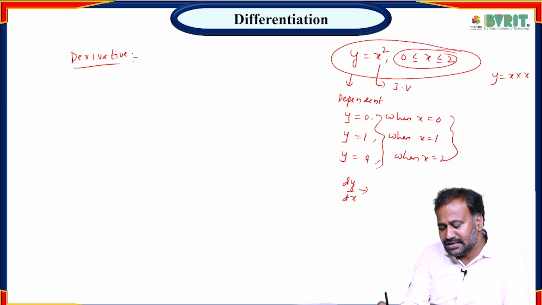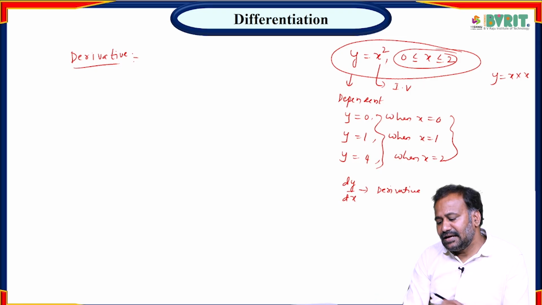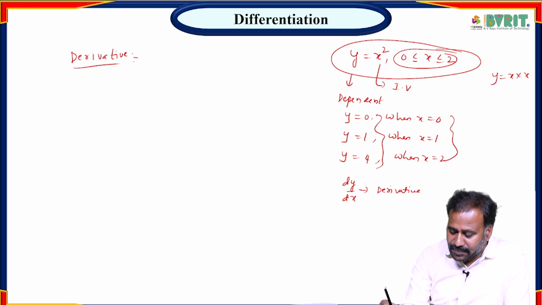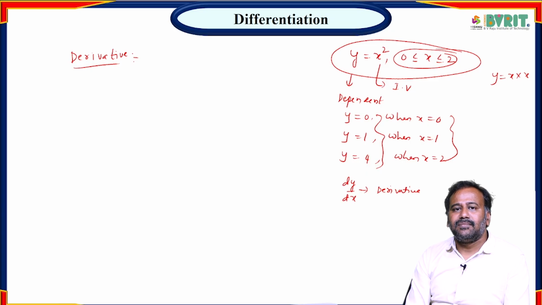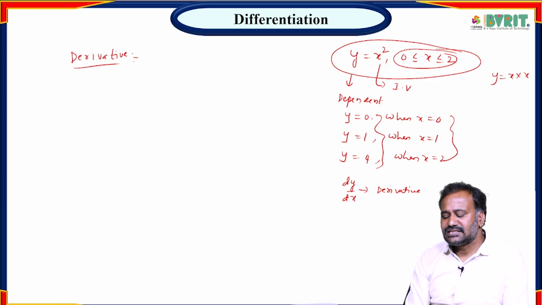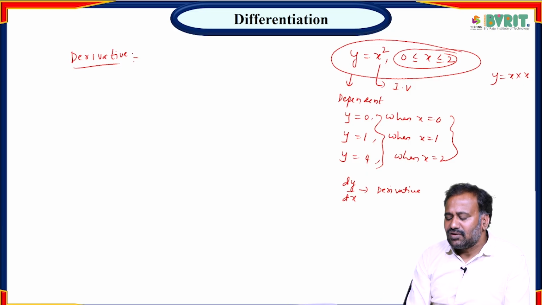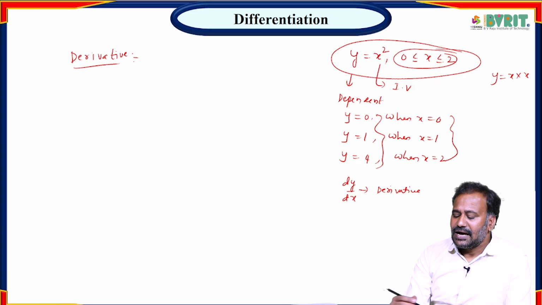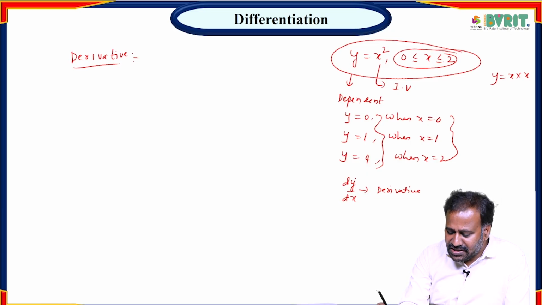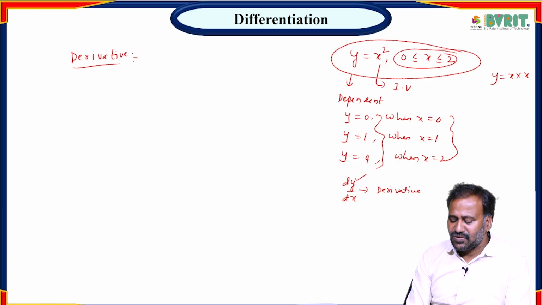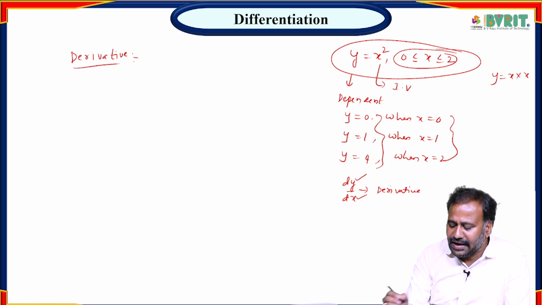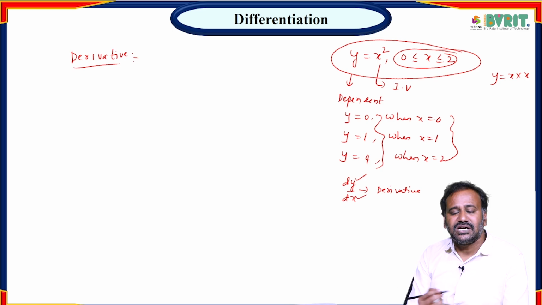I can call this one derivative, and the representation will be dy by dx. I can read it as the change in y with respect to x. This is called the first order derivative. Why are we calling it a first order derivative? Because I am calculating the change in the dependent variable y with respect to the independent variable x one and only once.